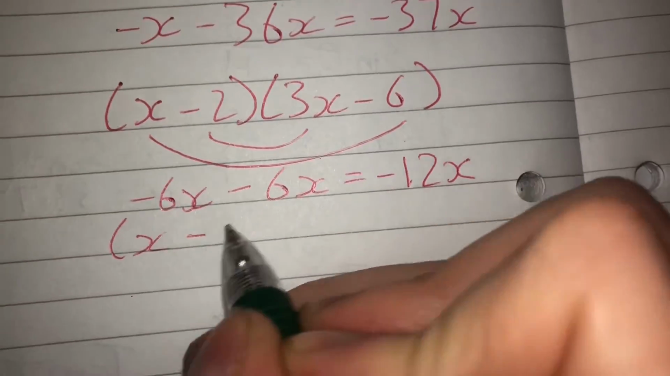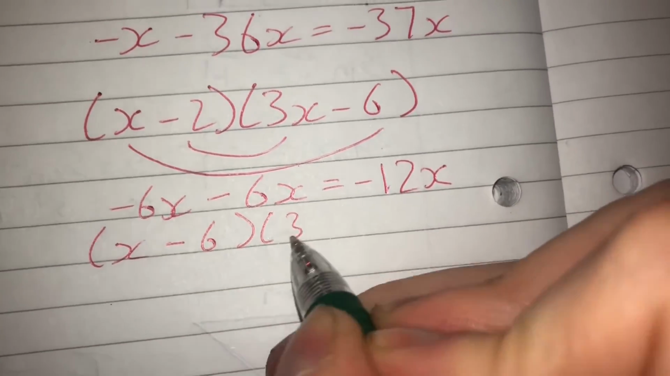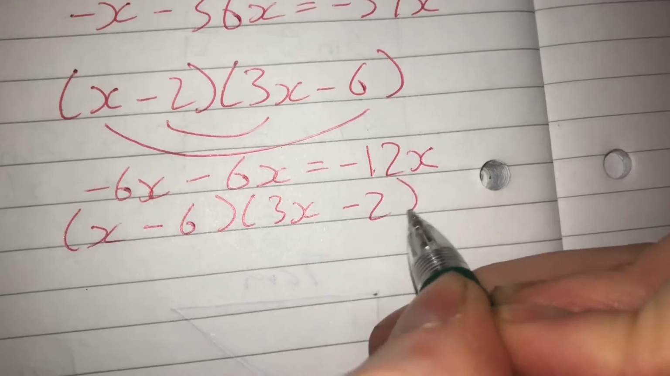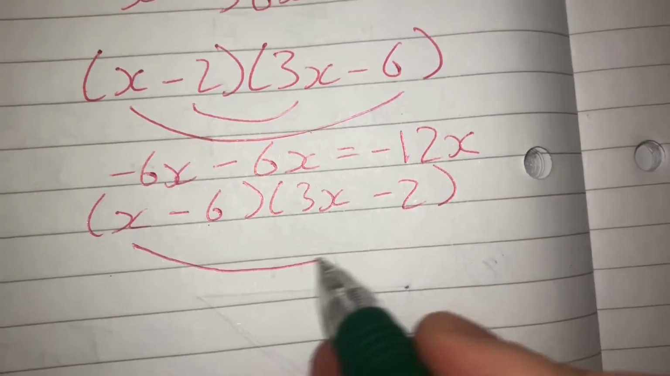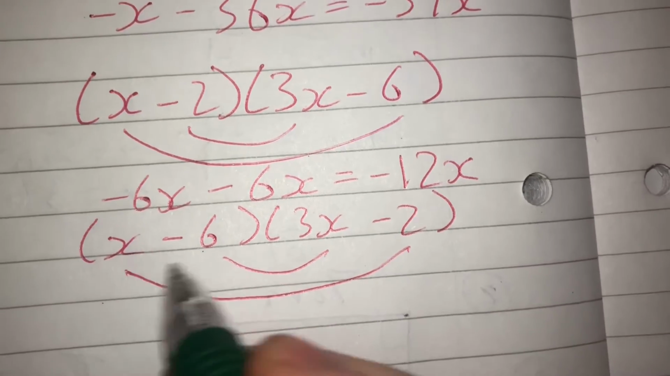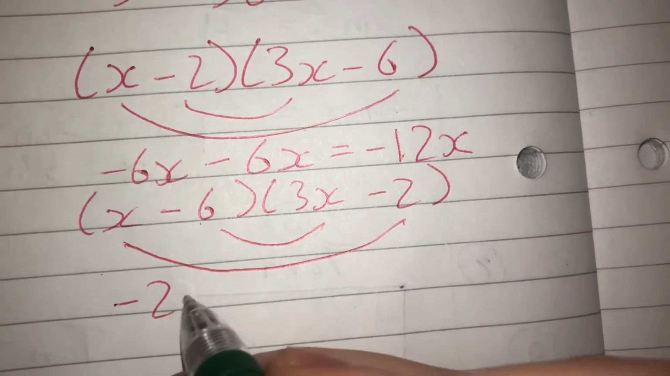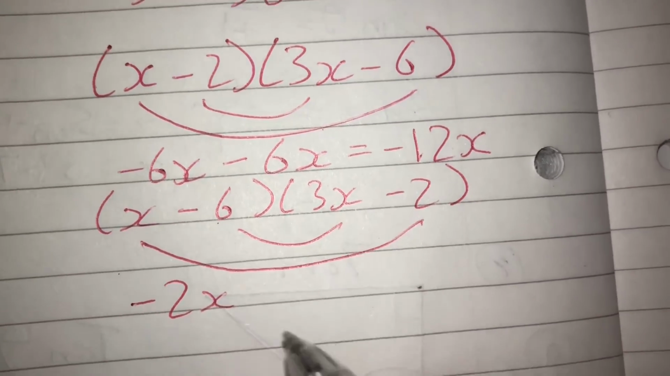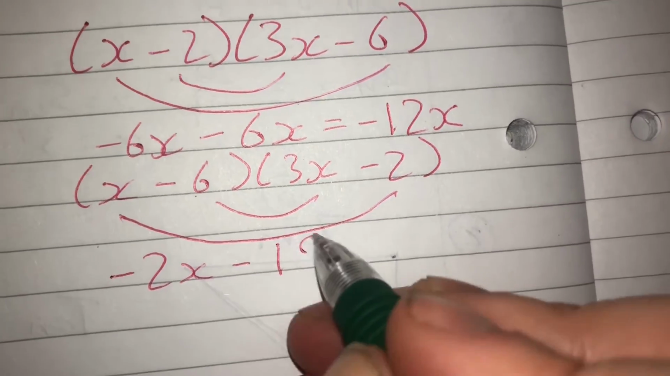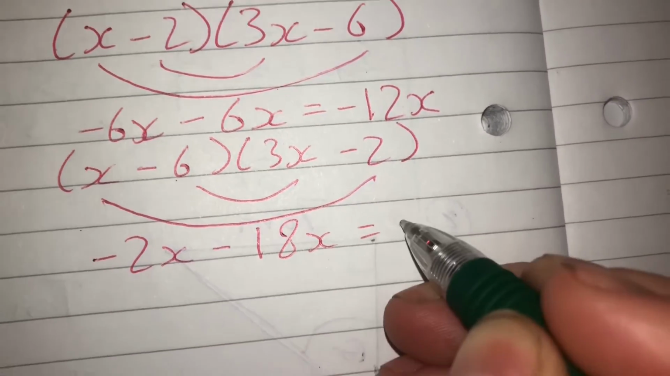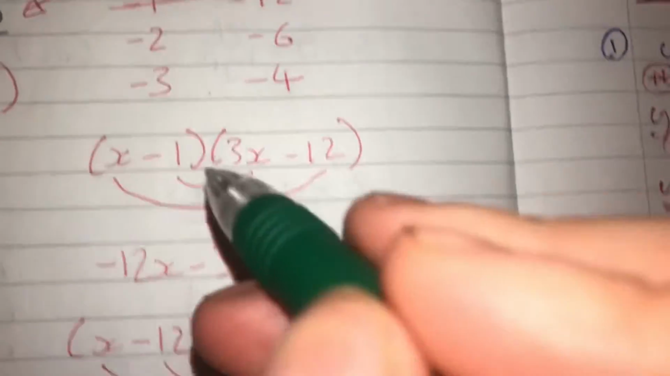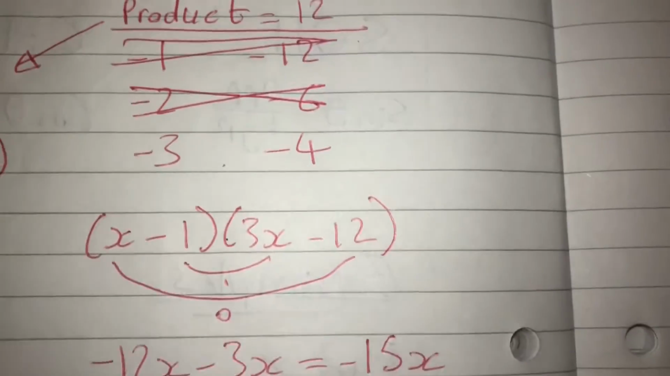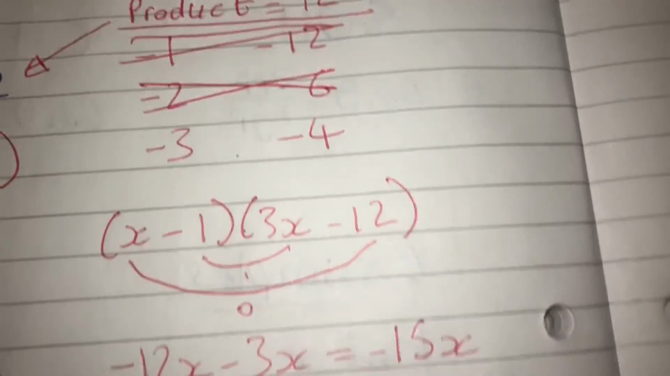So we've got x minus 6, 3x minus 2. So I've just again swapped around the minus 2 and the minus 6. And I'm going to try outer and inner. Okay, so outer x times minus 2 is minus 2x. Minus 6 times 3 is minus 18x. So that gives me a combination or sum of minus 20x. So that doesn't work. So hopefully the answer lies with x being minus 3 and minus 4.